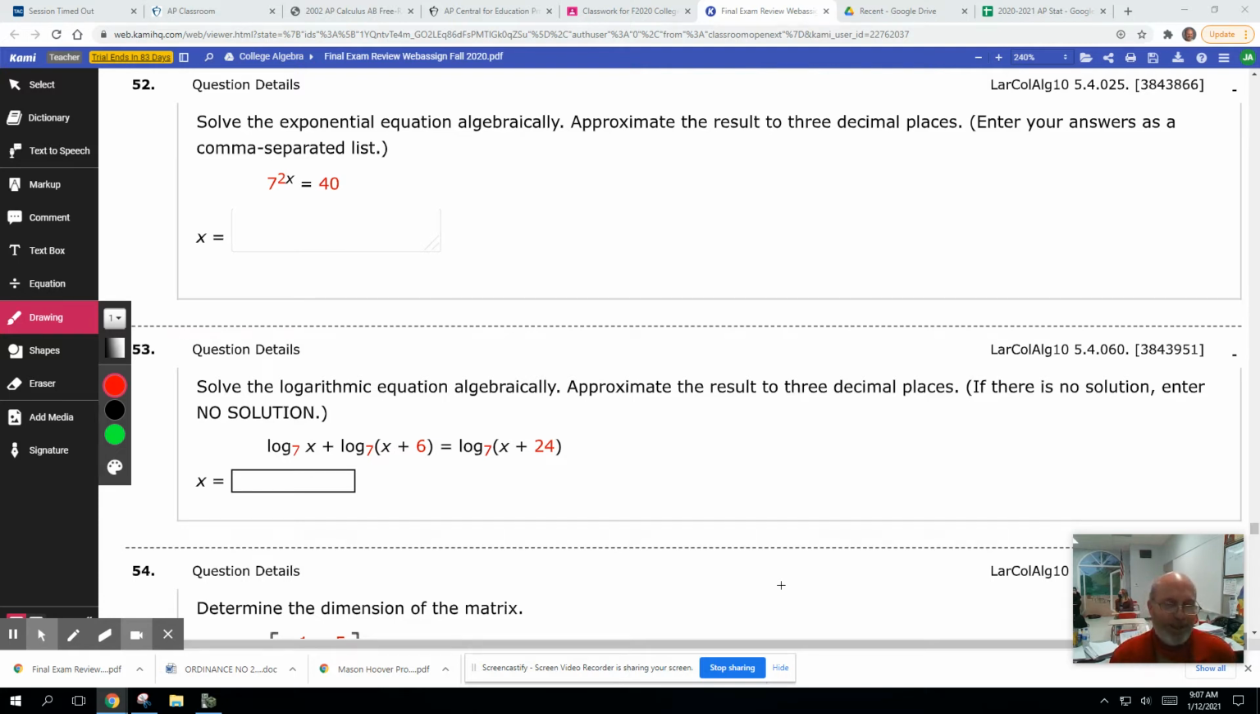UALR College Algebra Final Exam Review. We're going to try to work out problem number 52 and 53 on this video. It says solve the exponential equation algebraically and approximate the result with 3 decimal places.